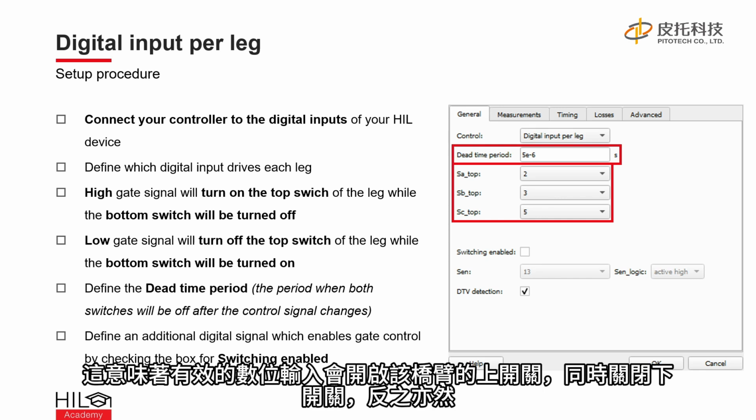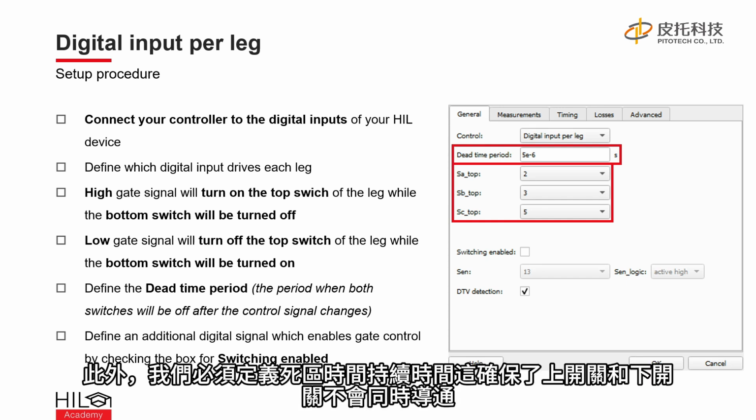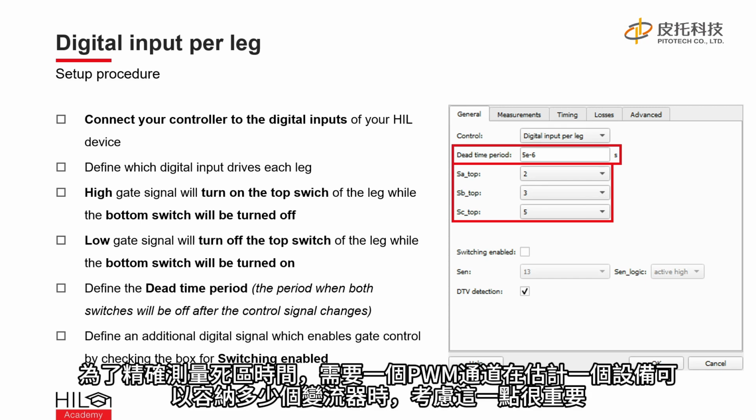This means that the active digital input turns on the top switch of the leg while turning off the bottom switch and vice versa. In addition, we have to define the dead time duration. This ensures that the top and bottom switches will not conduct at the same time. To precisely measure dead time, a PWM channel is needed. It's important to consider this when estimating how many converters can fit on one device.